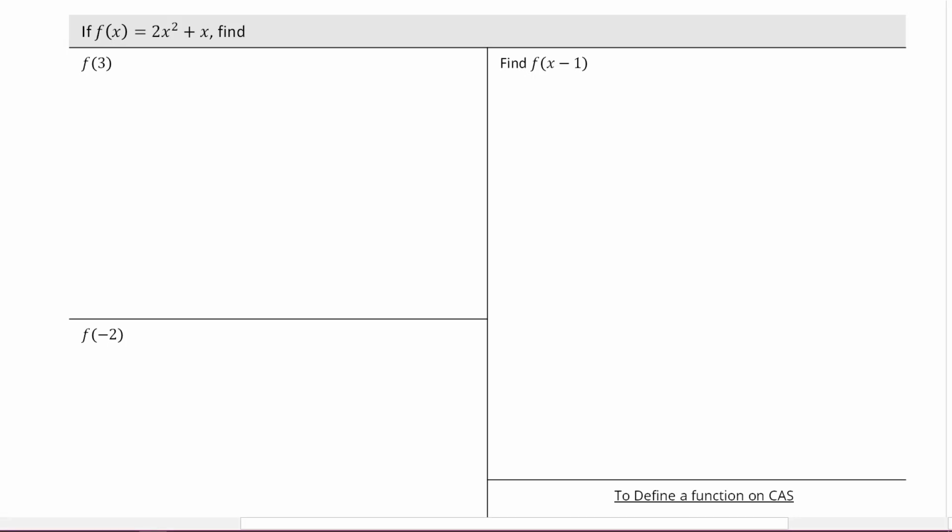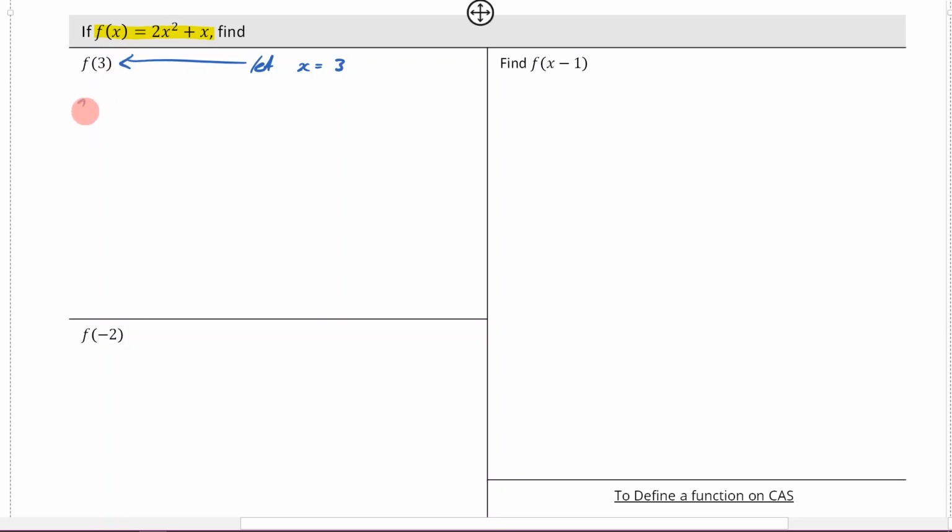So here we have the following question that says, if f of x is equal to 2x squared plus x, find f of 3. The way that you read this is you say it's f of 3, and all this is really telling me to do is to let x be equal to 3. That's all it's telling me to do.